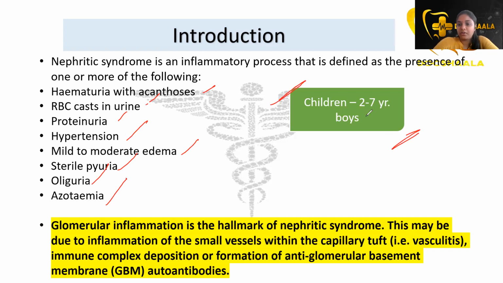In children, 2 to 7 year old boys are most commonly affected. Adult nephritic syndrome can also come, but it comes as a comorbid situation with other diseases.